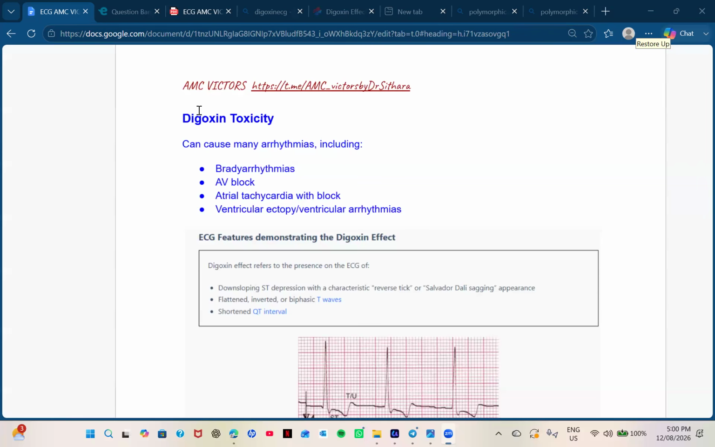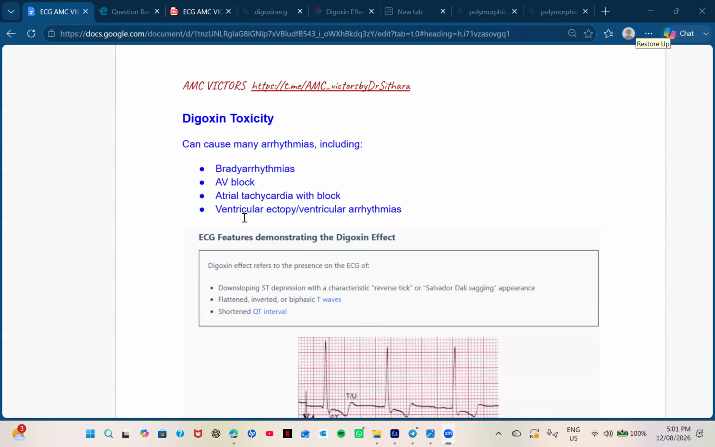Sorry for that, doctors. So the patient is associated with nausea, vomiting, abdominal discomfort, fatigue, and weakness, right? What other features can be associated in digoxin toxicity? There can be AV blocks, especially the AV block question they asked in June, where the patient taking digoxin had some AV blocks, right? AV blocks and bradycardia.